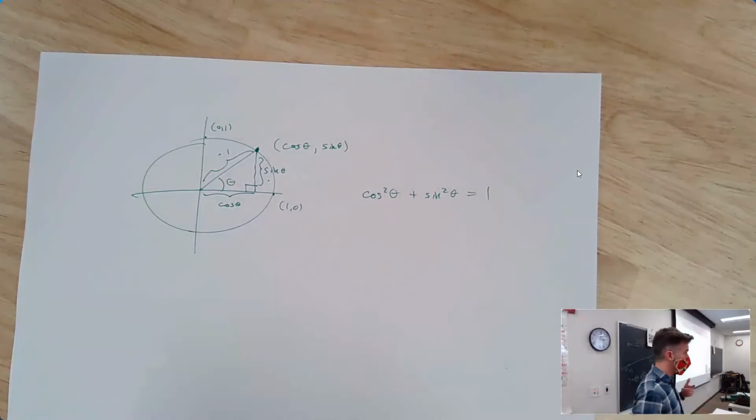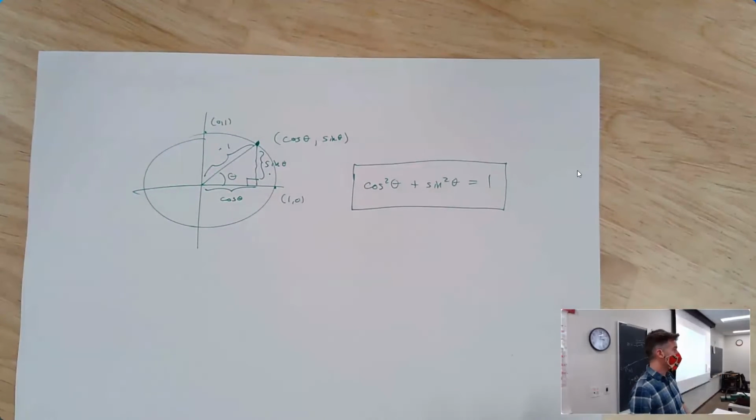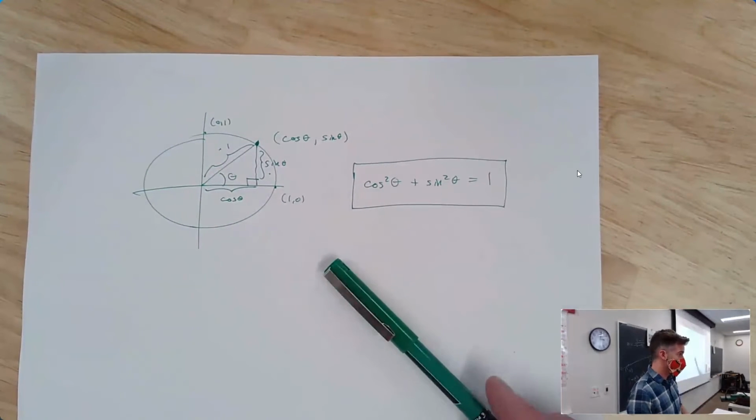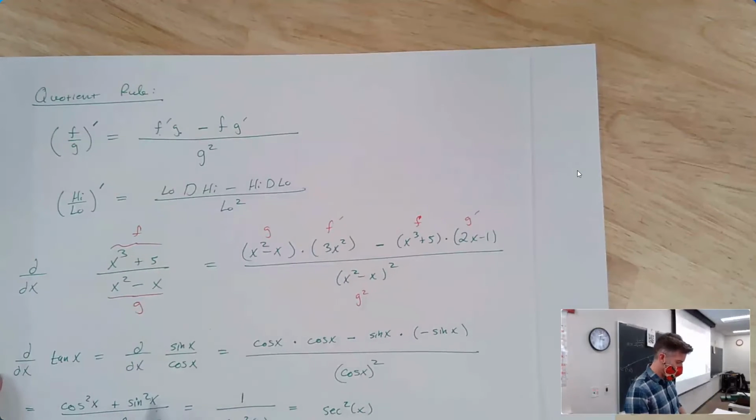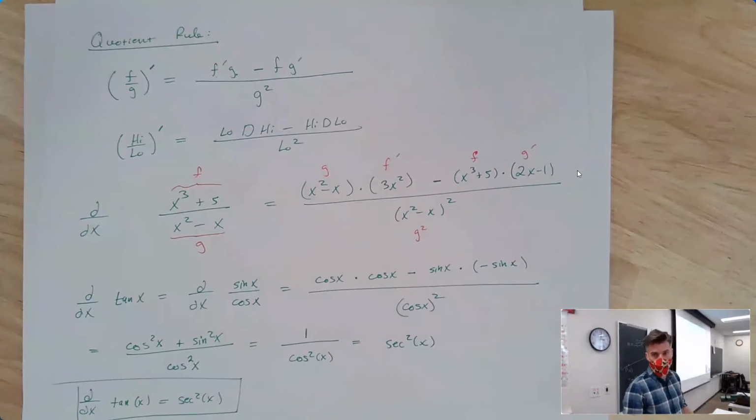But it's always true that no matter what your angle is, if you have cosine squared of your angle plus sine squared of your angle, it's always, always, always equal to 1. So that's what happened there. That cosine squared x plus sine squared x got replaced with 1. All right, that's all I got.